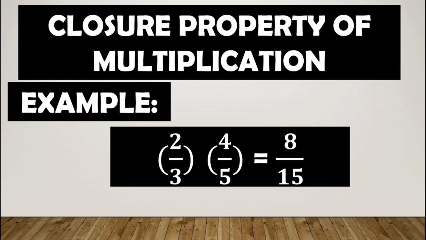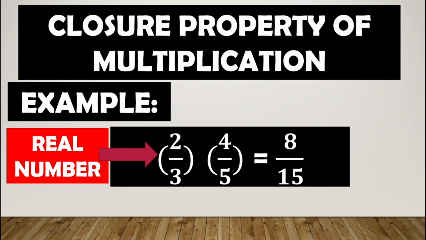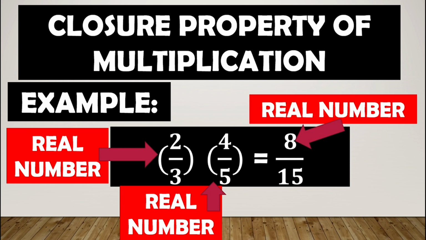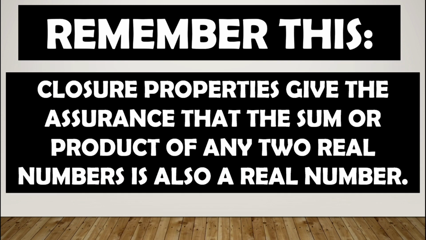Another example, 2/3 times 4/5 is equal to 8/15. Rules in multiplying fractions, numerator times numerator, denominator times denominator. In this property, 2/3 is a real number. 4/5 is also a real number. If we are to multiply two real numbers, then it will also give us a product that is also a real number. Let's remember this. Closure properties give the assurance that the sum or product of any two real numbers is also a real number.